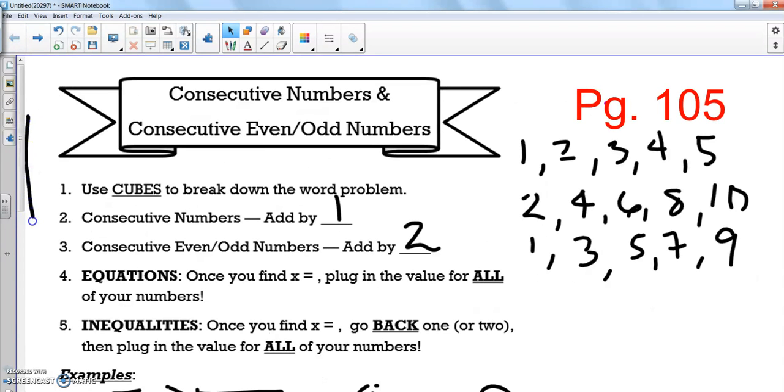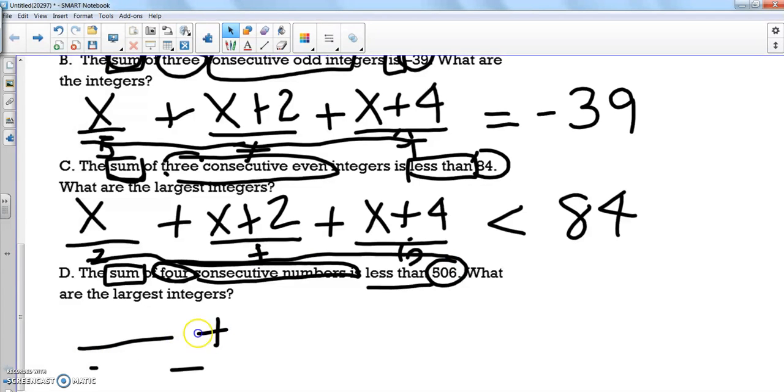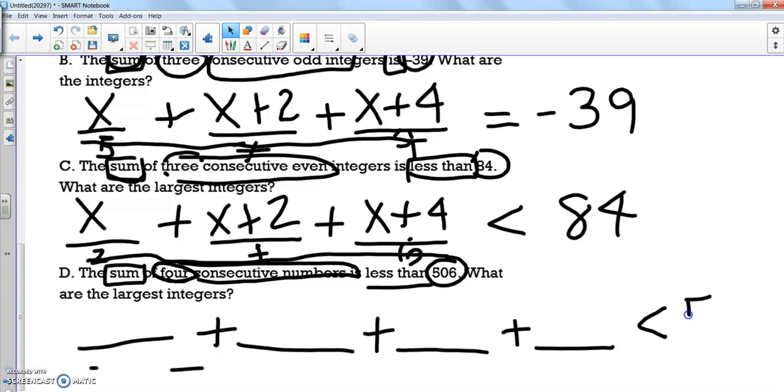All right, last one. The sum of 4 consecutive numbers is less than 506. What are the largest integers? Okay, we're summing. I guess y'all figured out that's the pattern here. This time 4 things we're adding together. They're just consecutive, less than 506. So 1, 2, 3, 4 things are less than 506. I'm adding 4 things that are less than 506.